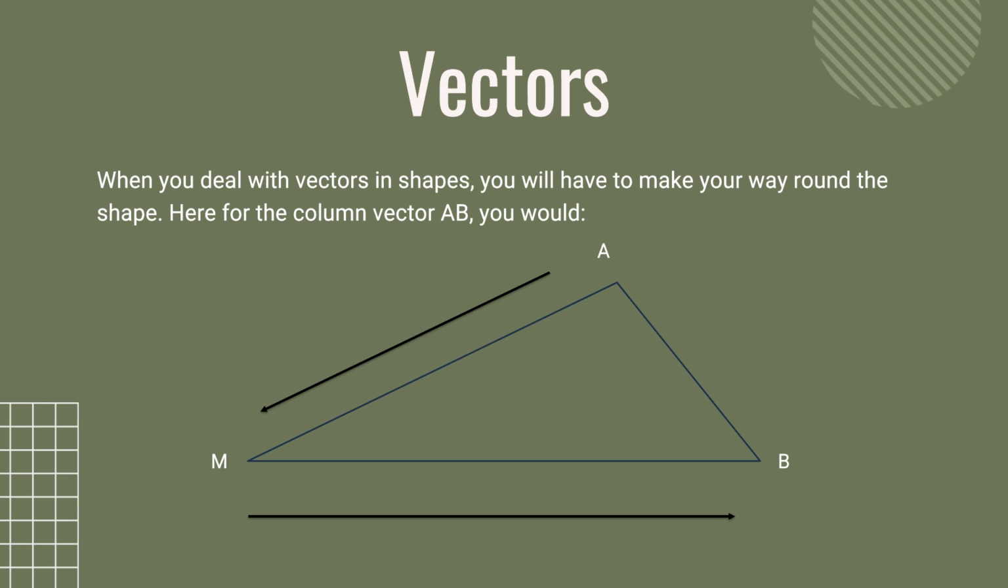And this is what I mean by knowing the direction of your vector, because if we know M to A is 2a, but we want A to M, it would be minus 2a, as we're going against the vector.